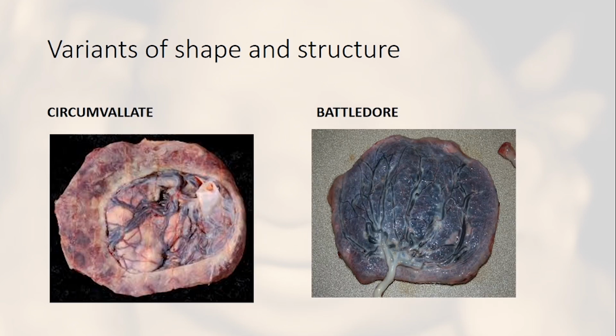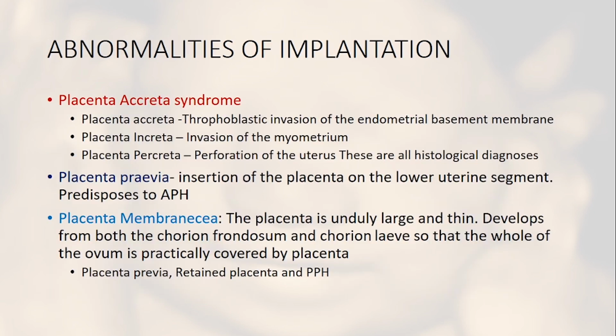Then this is circumvallate placenta. And then this is the battledore placenta, where the attachment of the cord is at the edge of the placenta. So that's a battledore placenta.